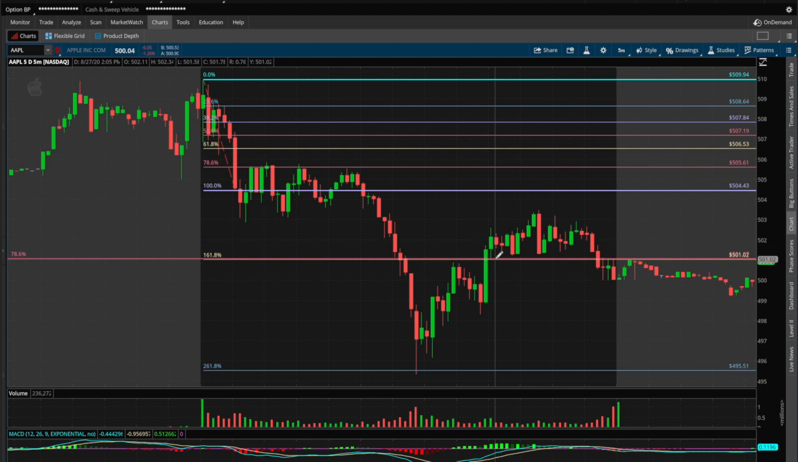Don't solely rely on Fibonacci. Obviously, use other indicators and what else is going on in the market, but I think it's a very vital tool that everyone should have.